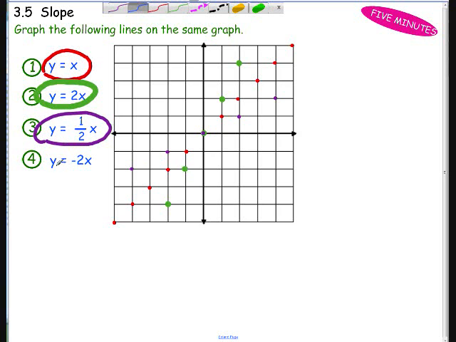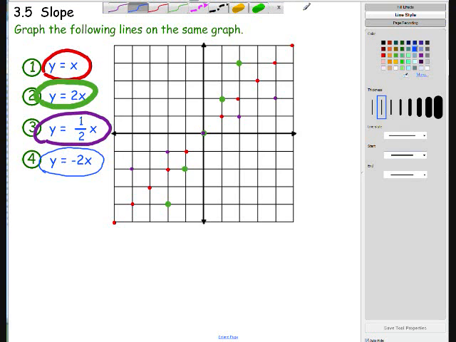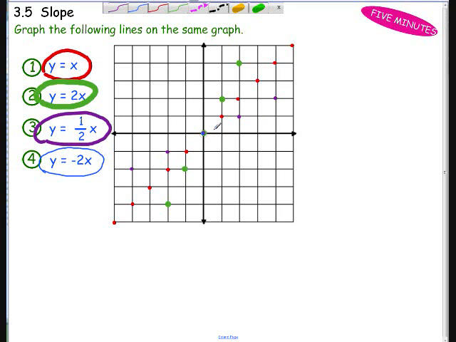And finally, we'll do y equals negative 2x, and I probably should thicken this line again. Again, we're starting right here at an intercept of 0, and this time we're going to go down 2 over 1. Down 2 over 1.